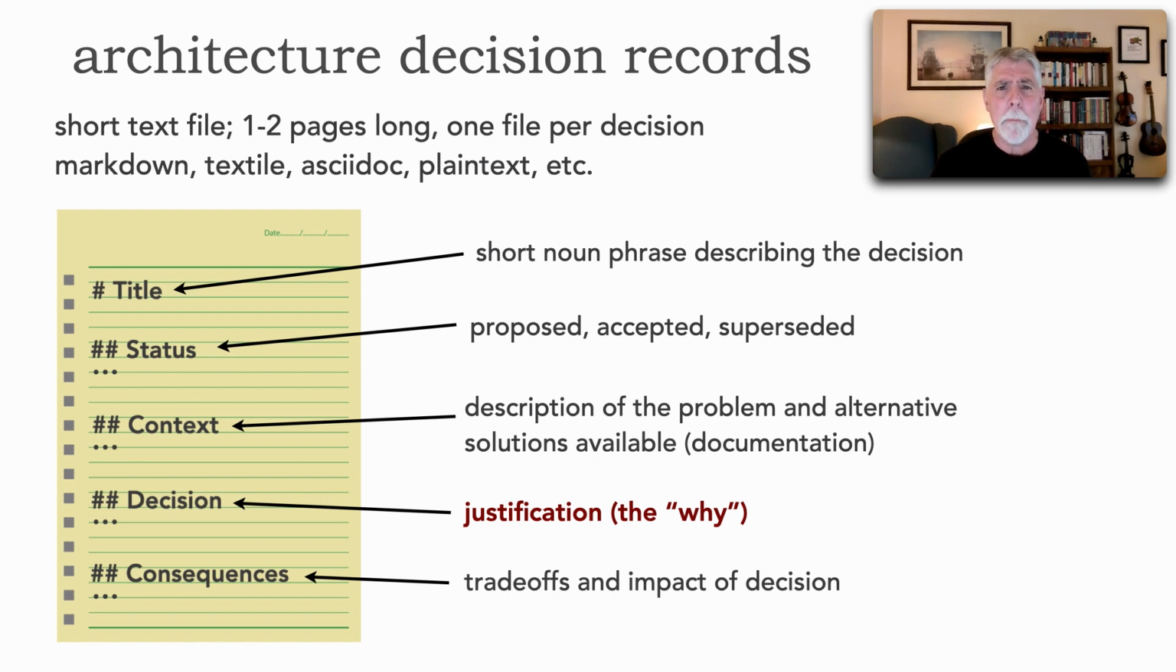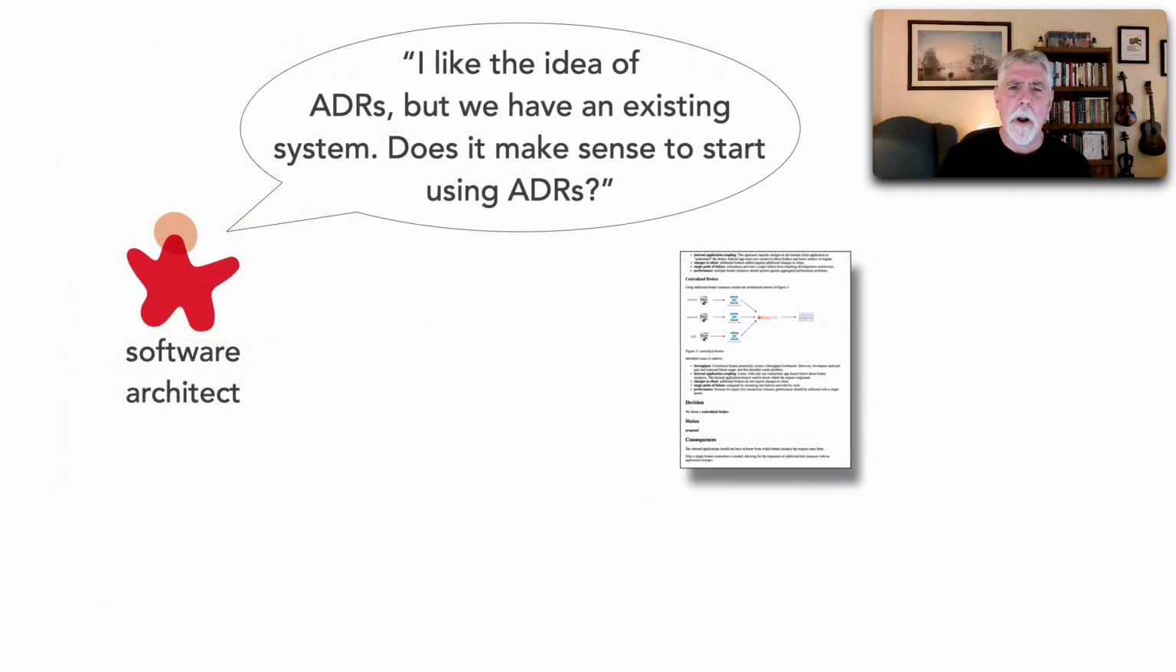So here's what happens. As a matter of fact, I just this week, or I should say last week, encountered this scenario. Let's say we have a software architect who says, I really like the idea of ADRs, and we all like these, but we've got an existing system. Does it really even make sense to start using ADRs, or should I wait until we have a new system in place? And the short answer to that question is absolutely. Yes, it still makes sense to start using ADRs.